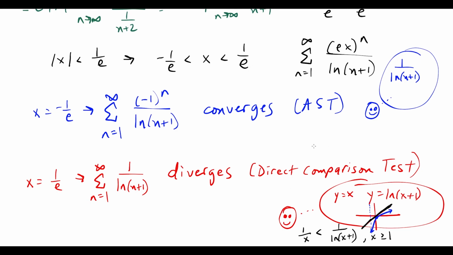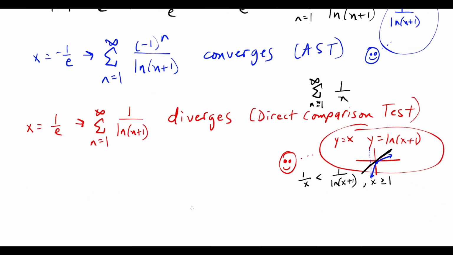So why does that help us here for the direct comparison test? Well, if we do a direct comparison and we compare to the series, let's say we consider this series here from n equals 1 to infinity of just 1 over n, if this smaller series diverges, then every series bigger than it is also going to diverge. So that's how we would argue why this series diverges, and this is going to help us write out our final interval of convergence. So our interval of convergence is going to be closed at negative 1 over e, and it's going to be open at 1 over e like this.